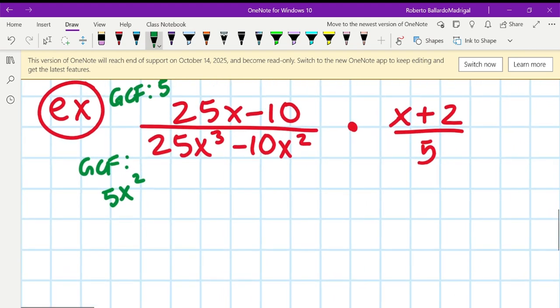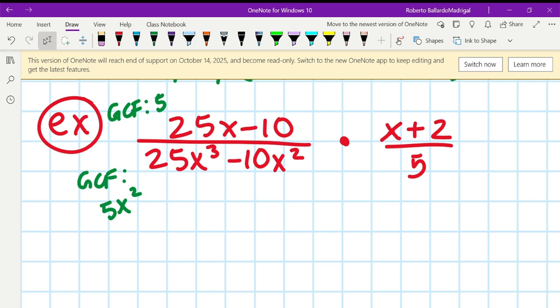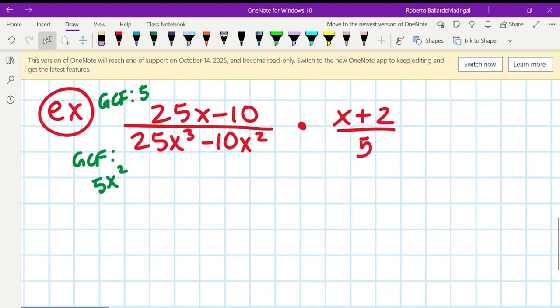I know it's hard to see, but just do your best to try to write this down. Once again, from the top, our GCF is just the number 5. From the bottom, our GCF is 5 and also a pair of variables, x squared. So let's go ahead and write the next line.